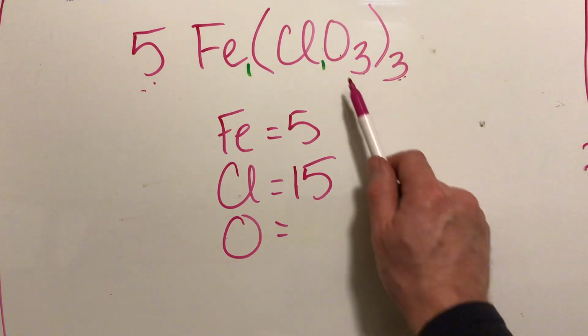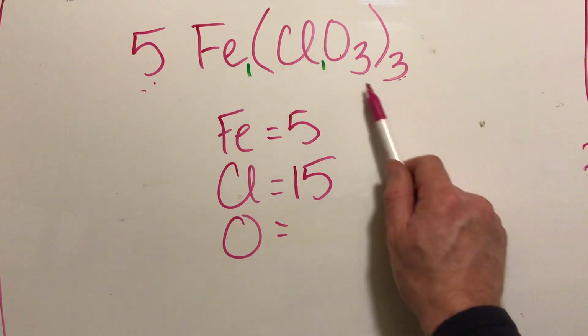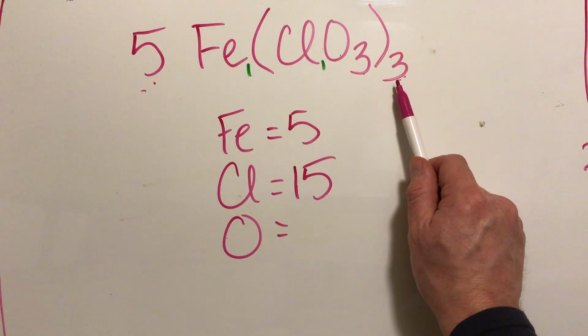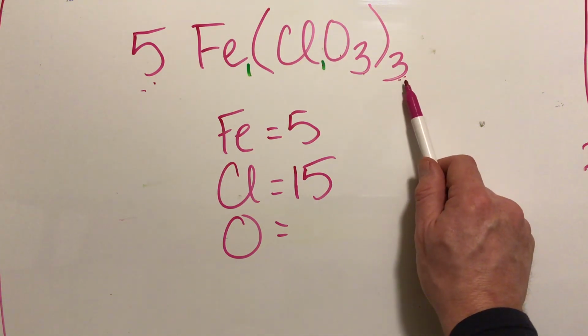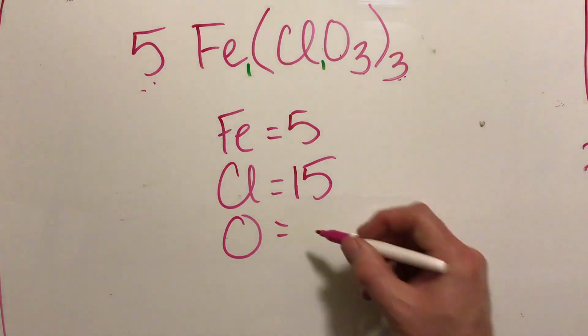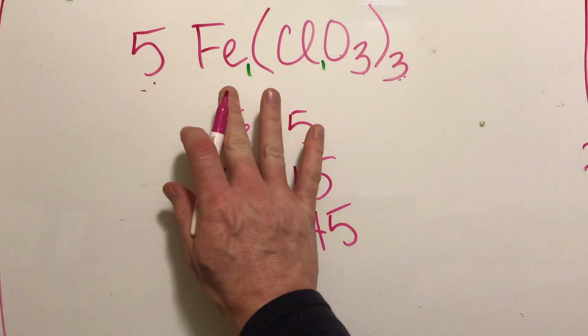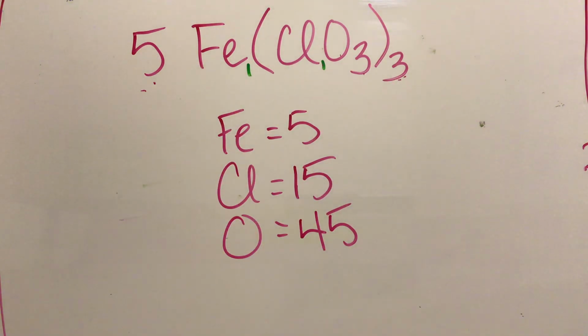All right? Now my oxygen's here. 3 times 3, right? We're starting right next to it. It's always multiply. 3 times 3 is 9. 9 times 5 is 45. It doesn't seem like a lot, right, when we look at this, but there's 45 oxygens involved in that seemingly small little molecule. All right? So that's how to count atoms.